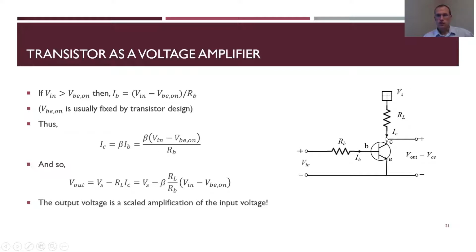And then based on that current IC, I can get V out. So V out is my source voltage minus the voltage drop across RL, which is RL times IC. And then IC is this expression up here. So essentially I have my voltage source up there minus beta times the ratio of resistors RL over RB, times V in minus VB on. So V out is a scaled version of V in, so there's a scaling factor, beta times the resistances, compared to the voltage going in.